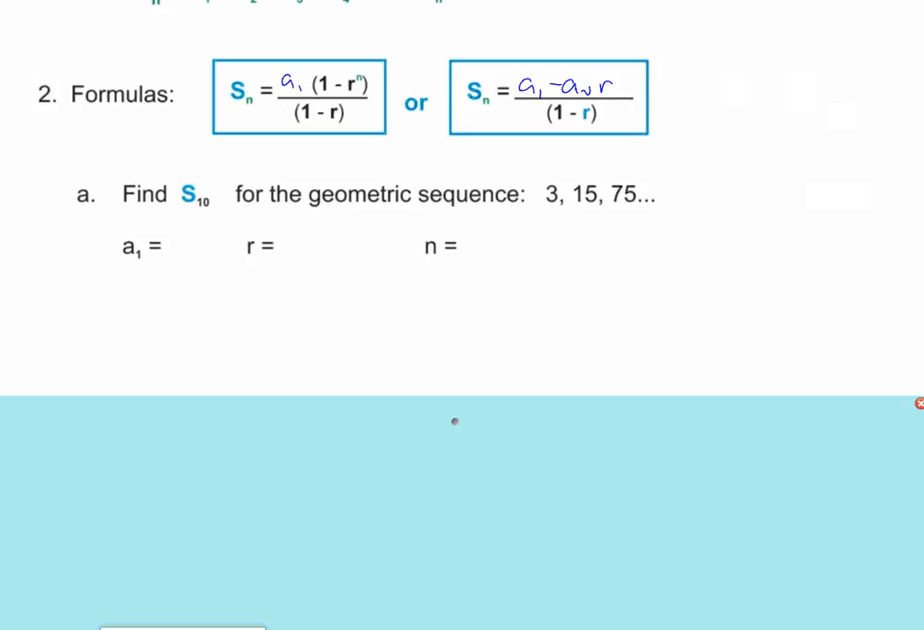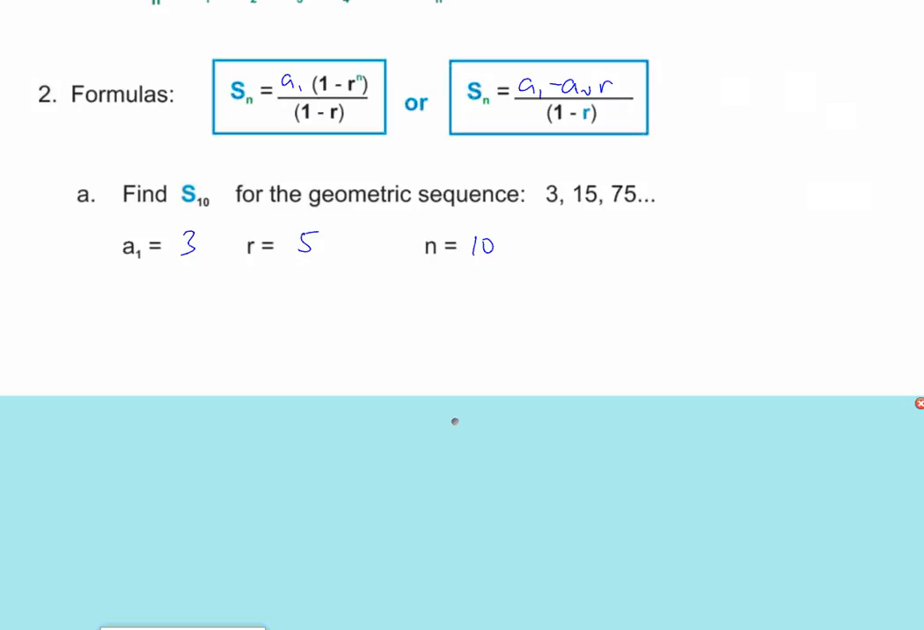Okay, so let's find the sum of the first 10 terms, right? That's what S sub 10 says: sum up the first 10 terms for the geometric sequence 3, 15, 75, etc. All right, so what's the first term? Hopefully everybody says it is 3. All right, what's r? 5, right? Because you take any term and divide it by the previous term, and 15 divided by 3 is 5, and by the way, 75 divided by 15 is 5, right? It's got to be that case, common ratio all the way through, and then n, of course, is 10 on this thing.